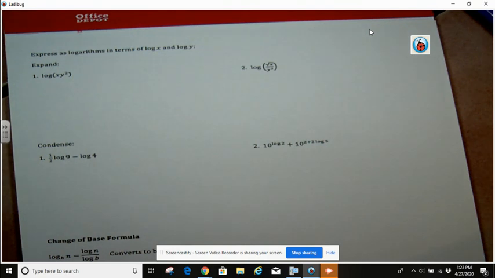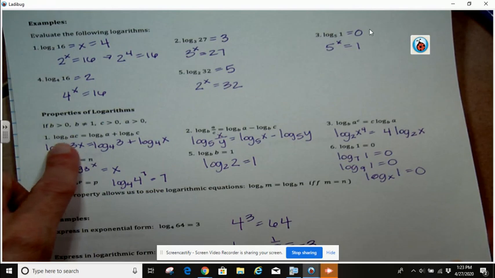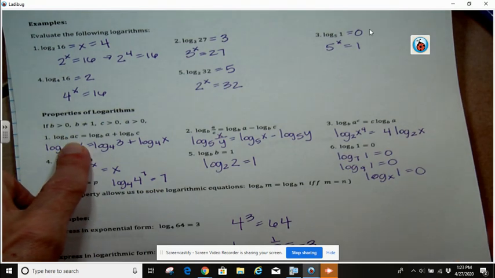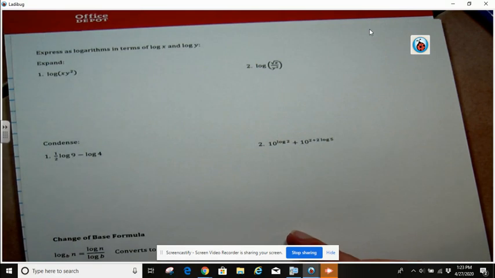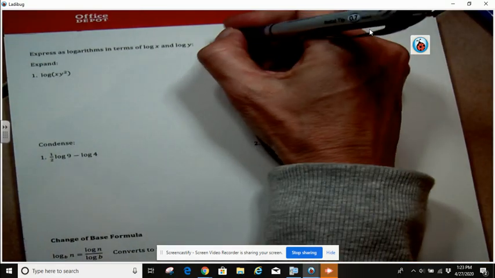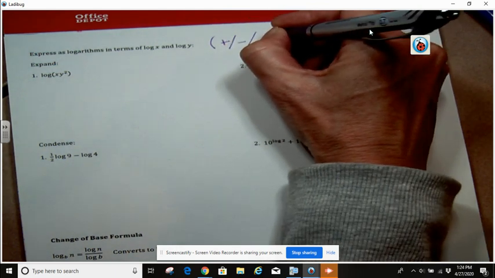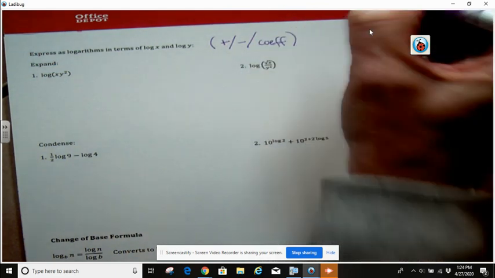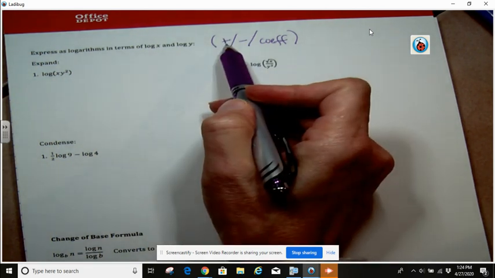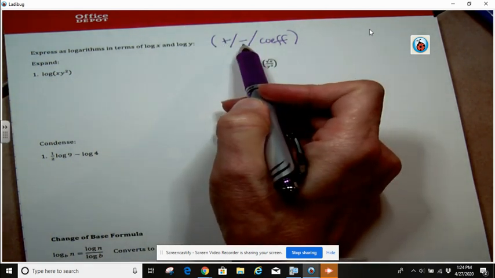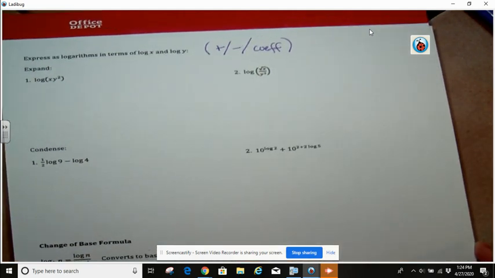So if you look at the rules that we went over, the left side is the condensed version and the right side is the expanded version. So right here, if we're trying to expand, expanding uses addition, subtraction, and coefficients. So we want to change multiplication into addition, division into subtraction, and exponents into coefficients. Then it will be expanded.